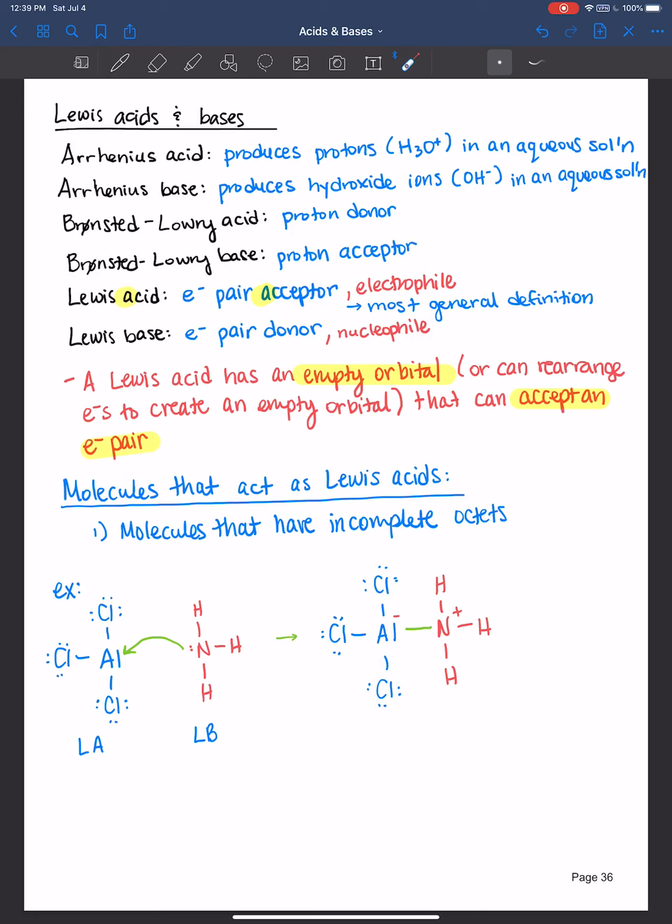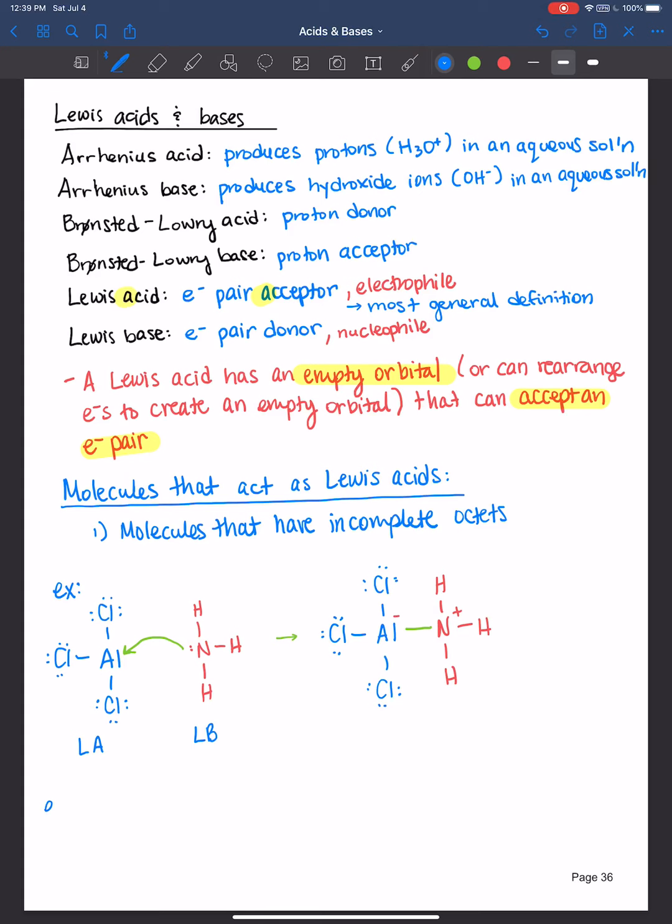If you do go on to take organic somewhere else, I always highly advise when I teach organic, I use different colors, and I always have that new bond in green so it just stands out and I can see the movement of electrons.